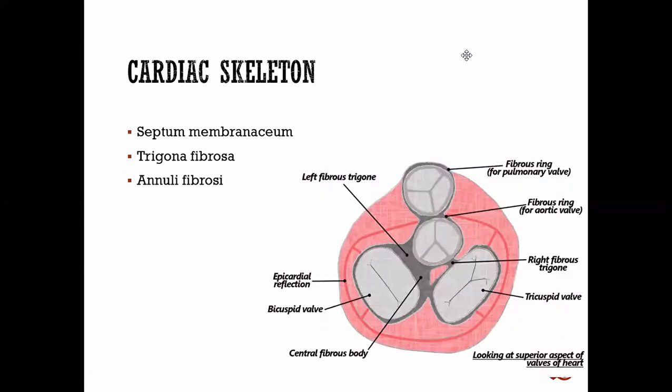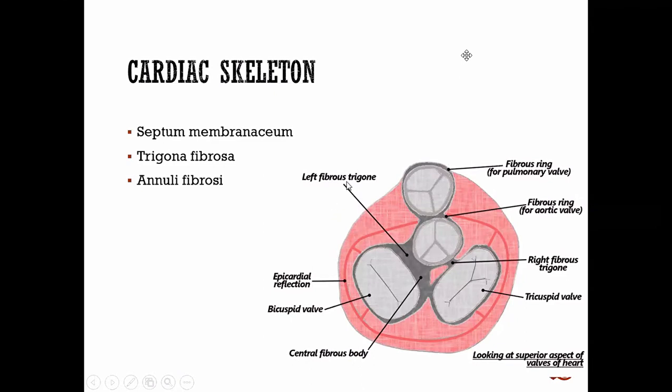In the cardiac skeleton, another part you would see here is your septum membranosum. You have your septum membranosum. This one, the left fibrous trigone. This one here would be your trigona fibrosa and the annuli fibrosa.